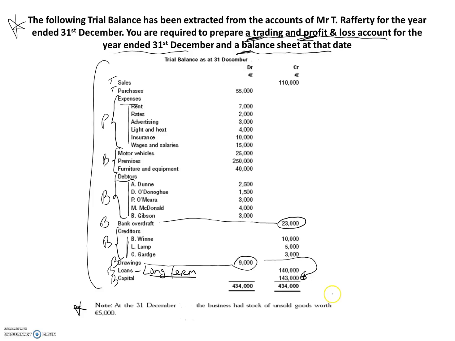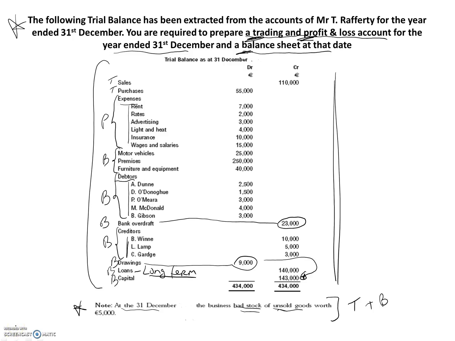Now that leaves us with this note at the bottom. This note at the bottom has to be included. Everything in the trial balance, all these items down here, have been included in this trial balance using the double entry bookkeeping system. What we have to do now, if we're going to add something new in, we have to include it twice. So the stock, the 31st of December, the business had stock of unsold goods. So this is the closing stock worth 5,000. It'll go into the trading account and then it'll reappear as a current asset in the balance sheet.